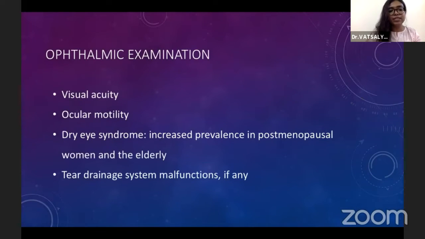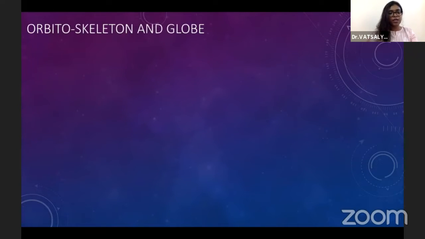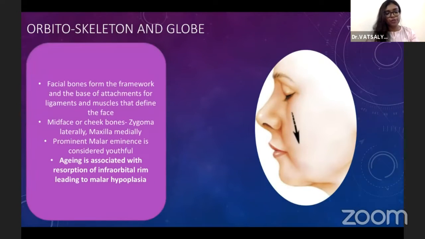Amongst the ophthalmic examination, visual acuity, ocular motility, dry eye syndrome, and tear drainage system malfunctions, if any, must be ruled out. Now, we divide the face into three segments, the first being the orbitoskeleton and the globe. The relationship of the globe to the orbitoskeleton is extremely crucial.